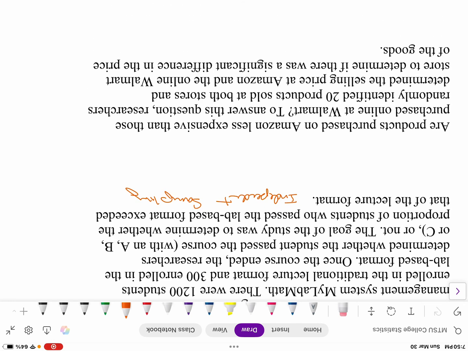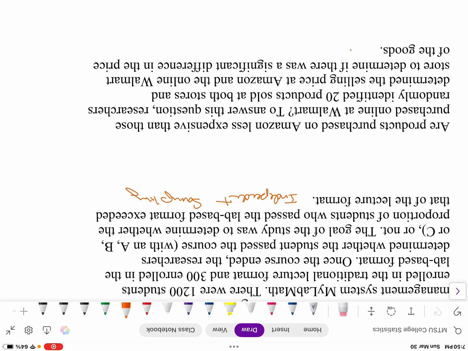Next one, are products purchased on Amazon less expensive than those purchased on Walmart? To answer this question, researchers randomly identified 20 products sold at both stores and determined the selling price at Amazon and online Walmart stores to determine if there was a significant difference in the price of goods.